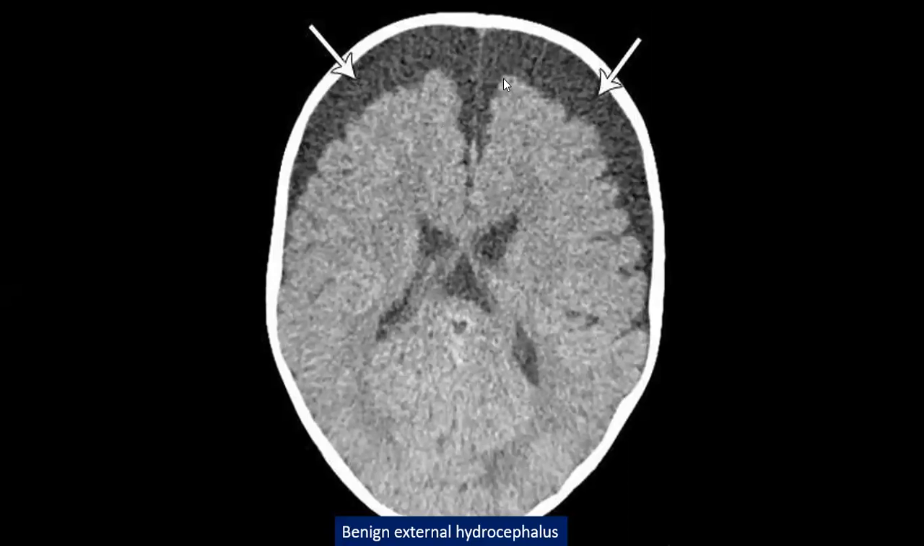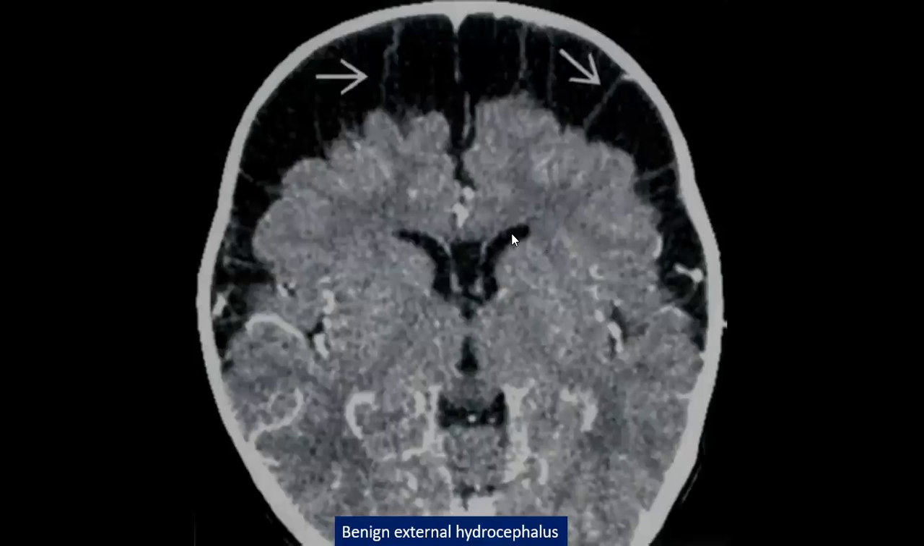This is a case of benign enlargement of subarachnoid spaces in infancy. The interhemispheric fissure is widened more than 5 millimeters. The widening of the subarachnoid spaces is more anterior than posterior. There is no associated significant mass effect. If you give IV contrast, you can find the subarachnoid vessels coursing freely in this space, as in this case.